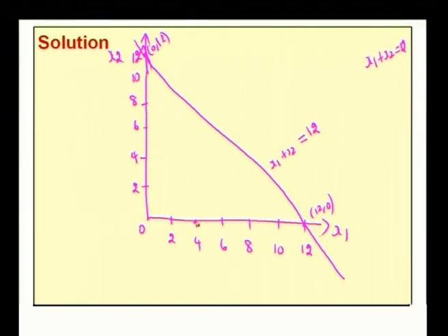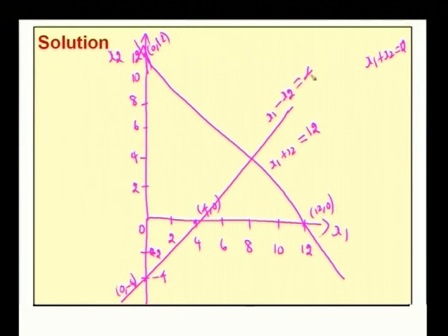Now, by joining the points 4, 0 and 0, minus 4, we have this equation. This equation is nothing but x1 minus x2 equal to 4. So, from the two constraints, by temporarily ignoring the inequality signs, by joining the points 12, 0 and 0, 12, we will get the curve x1 plus x2 equal to 12. By joining the coordinates 4, 0 and 0, minus 4, we draw the curve x1 minus x2 equal to 4.